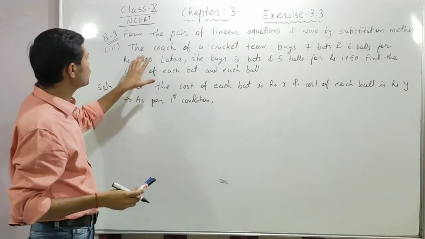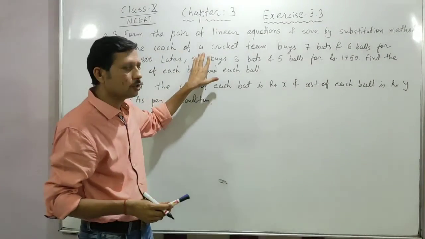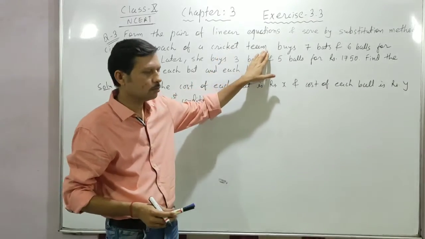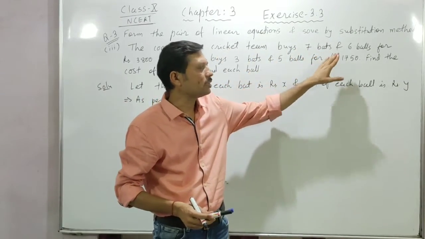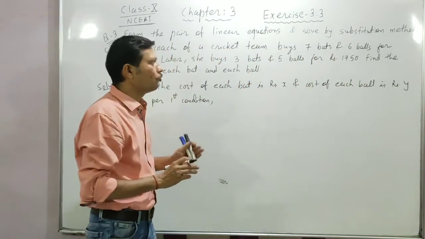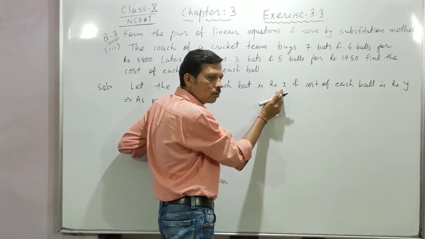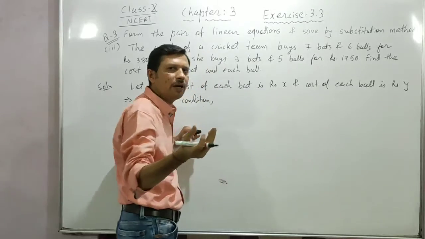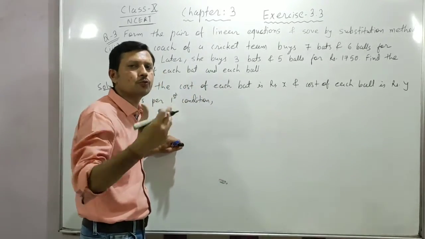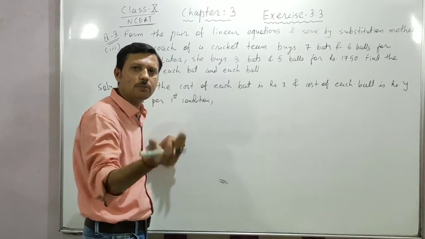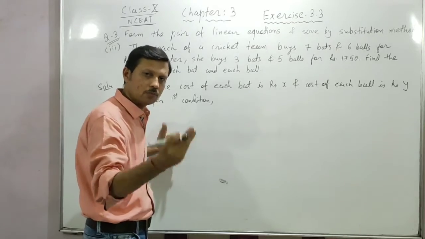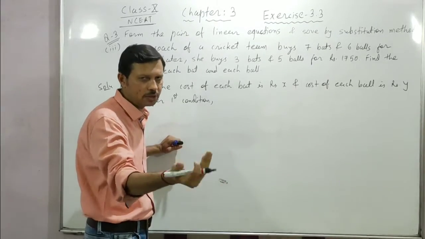As per the first condition given, the coach of a cricket team buys 7 bats and 6 balls. One bat costs how much? x rupees. So 7 bats cost 7x. Suppose one bat costs 500 rupees. For 2 bats you have to multiply 2 by the cost of 1 bat. So 2 multiplied by 500 will be 1000.